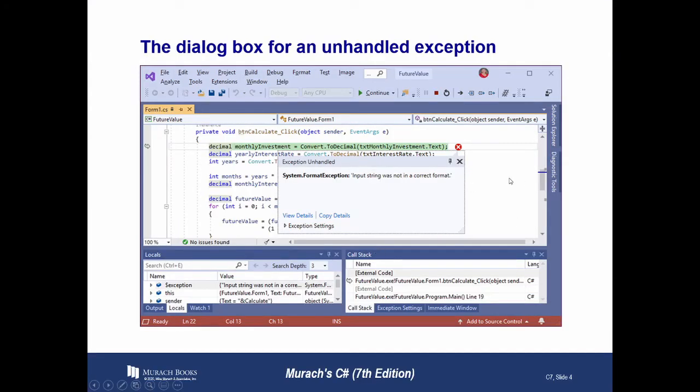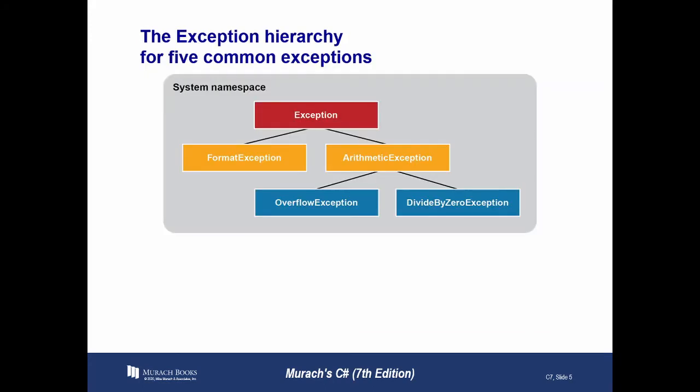In this particular case, you're seeing exception unhandled. So we have to have some sort of method to handle a little bit of the unknown. If you look at the 5 common exceptions, you've got a format exception, an arithmetic exception, an overflow exception, or a divide by 0. So these are the 5 common ones that we have.